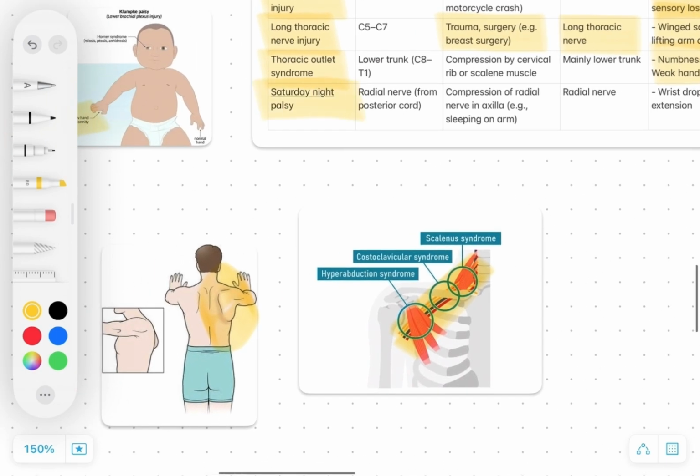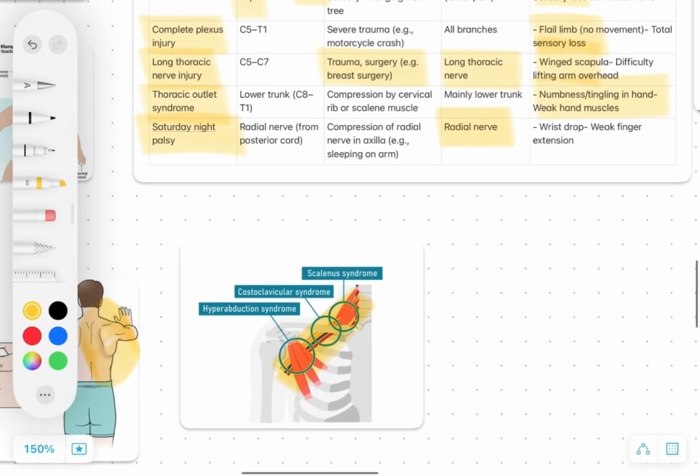Next is Saturday night palsy. Here the radial nerve from the posterior cord is injured because of compression of the radial nerve in the axilla. Whenever the person sleeps on the arm, the radial nerve will be compressed, and wrist drop with weak finger extension is the main clinical feature.